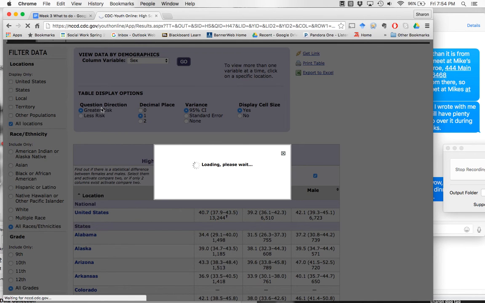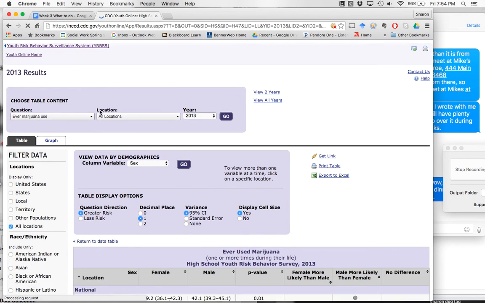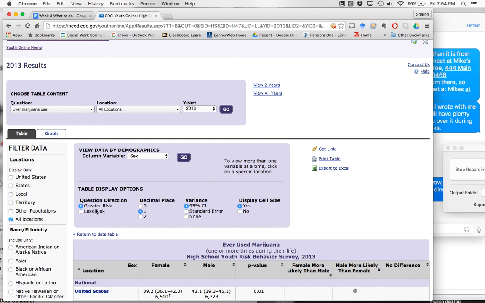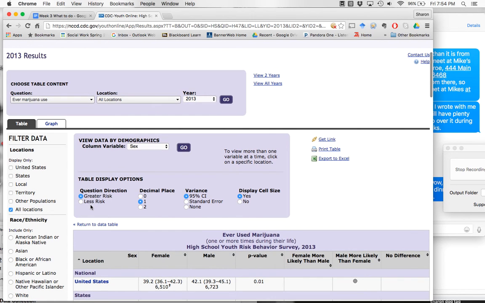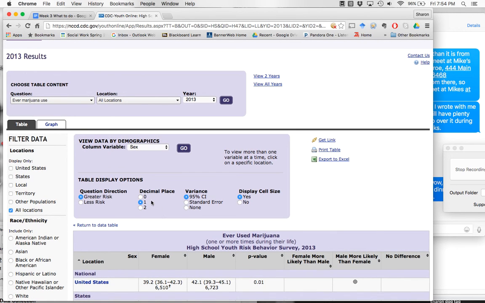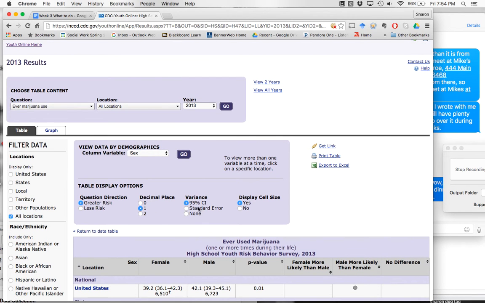It says question direction. What this means is that it will ask the question which will demonstrate the greater amount of risk, so the number shown is the higher risk as opposed to less risk. The decimal place means just after the number how many decimal places there are. And the confidence interval is 95%, which is the standard confidence interval that you will see in social survey research.